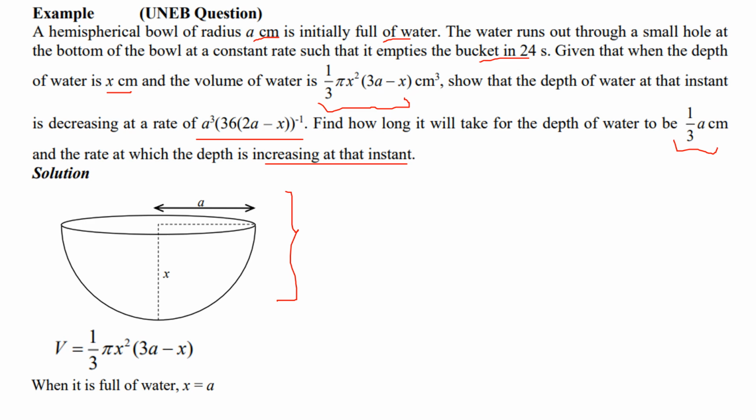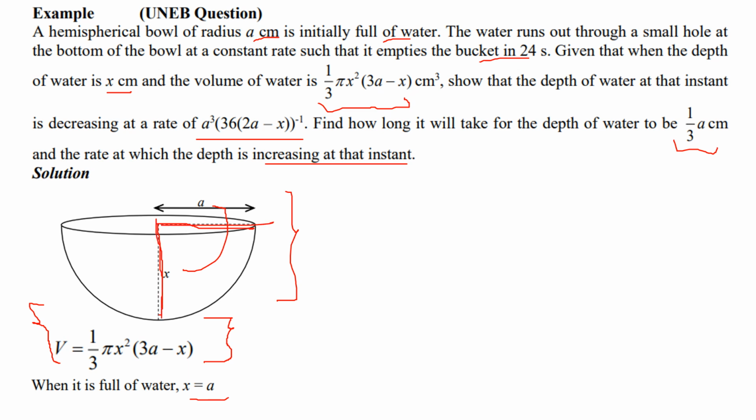Now notice that this is a hemisphere. If it's full of water, this is the same as the radius of the hemisphere, and also this is the same as the radius. So if the hemisphere is full of water, x is equal to a. So first of all, you write the volume expression they have given us in the question for finding the volume of a hemisphere. And then we say that when it's full of water, x is going to be equal to a. Just like I've explained, x is going to be the same as this.